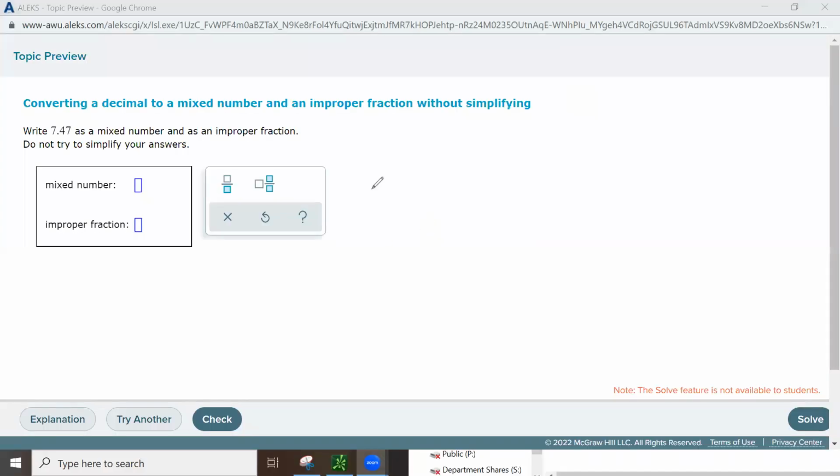Okay, so now we're going to take this number, write it as a mixed number, and an improper fraction. So 7.47. We just saw that the 7 out front is to the left of the decimal point, so it's just there, but then this stuff to the right of the decimal point will be 47 hundredths. Okay, we already saw how to do that. 47 is prime, by the way, so there's no simplifying there.